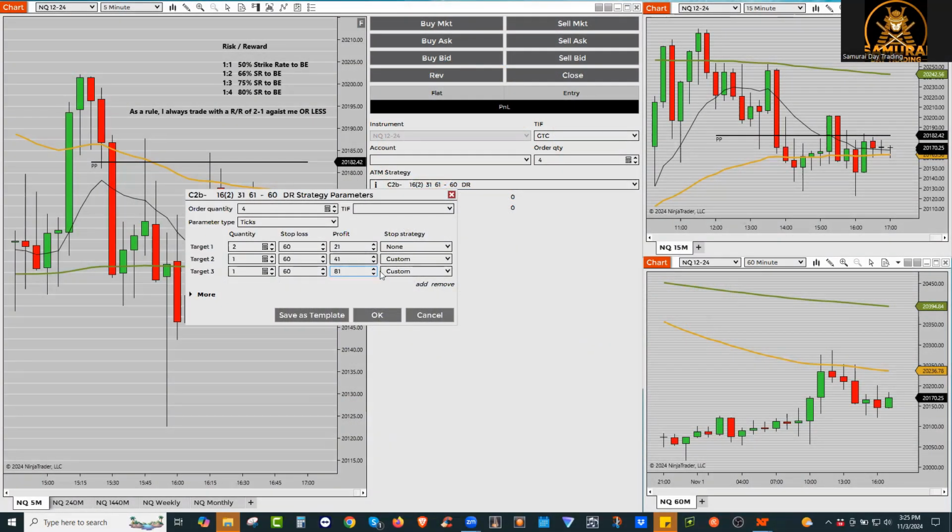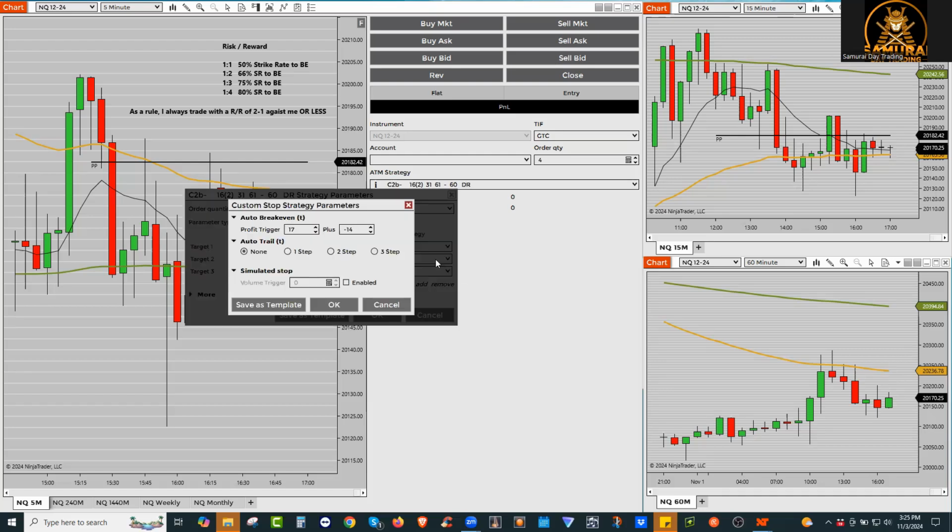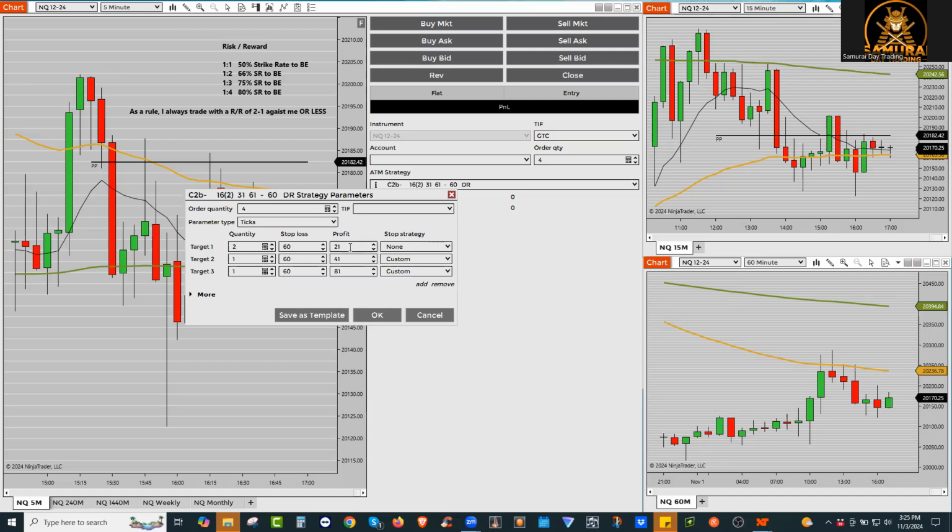And now let's make sure these are custom, right? Nope, I got to go for 22s minus 18. Hit OK. 22 minus 18. Oops, no, one. Okay. Now, how do I determine what my stop loss can be for a one-to-one risk reward relationship?